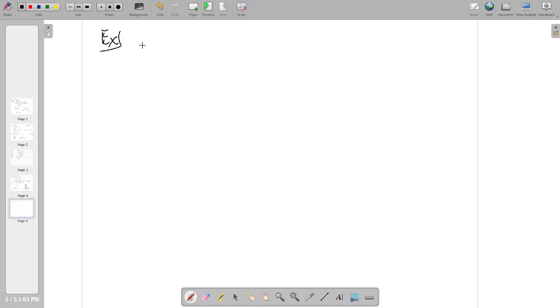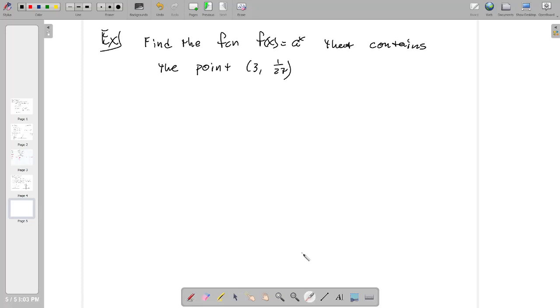Let's do an example here. Find the function f of x equals a to the x that contains the point 3, 1 over 27. So here there's a bit of information that we know, but is a little bit hidden.